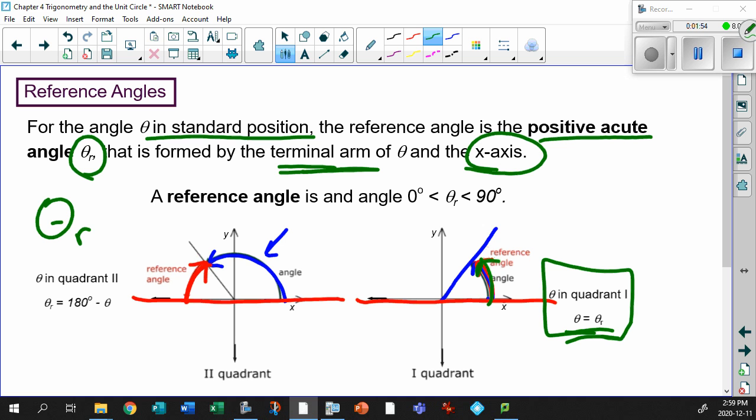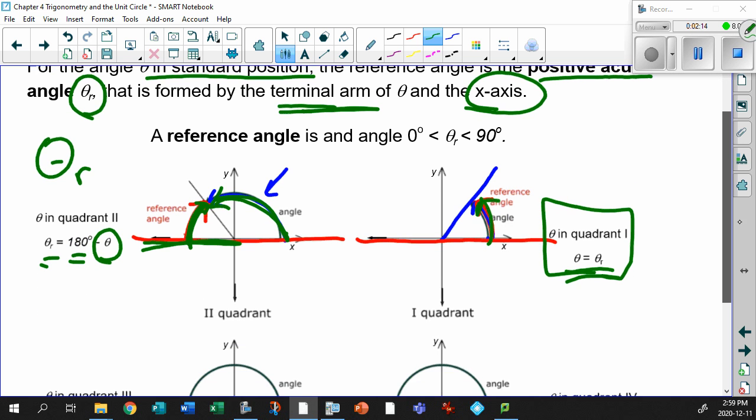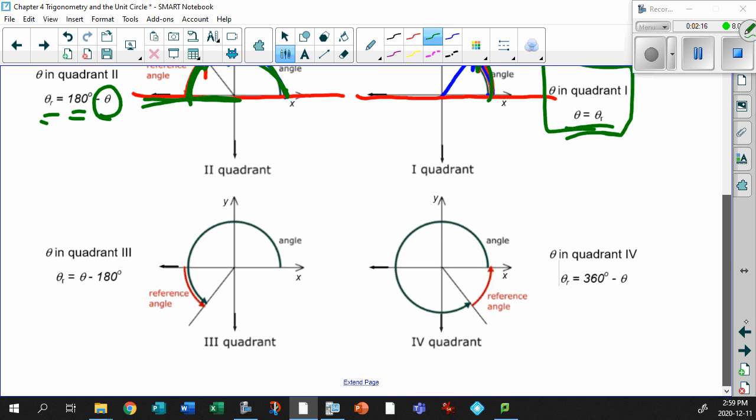But in quadrant 2, think about it. You're going to go to 180 degrees, and you're going to subtract whatever this guy is to give you the balance. So take 180 degrees, subtract off your original theta. That gives you your reference angle. Well, we'll look at it as we go. You might get the flavor for this when we look at the next couple.